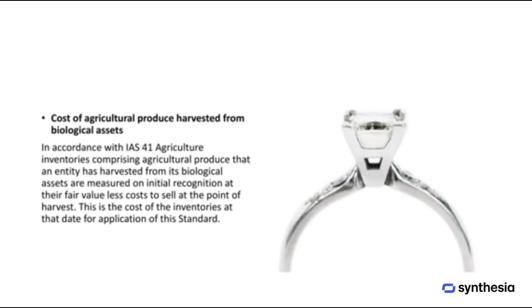When agricultural produce is harvested from biological assets, its initial cost is measured based on its fair value minus any cost to sell at the moment of harvest. This value serves as the cost of the inventory from that point onward, following the principles outlined in the relevant accounting standards.